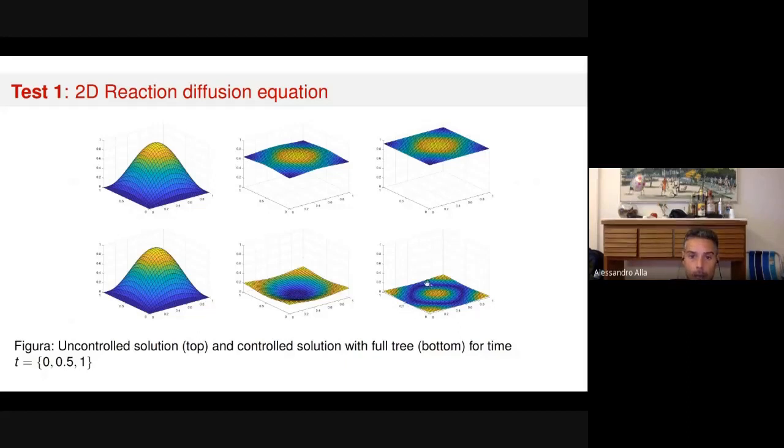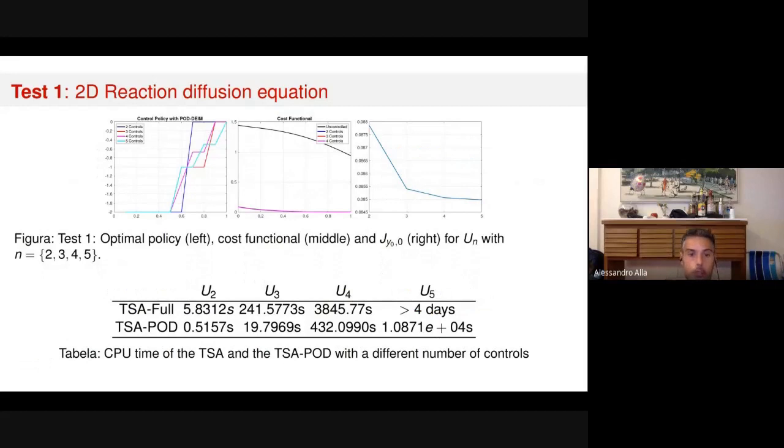This is actually the focus of the control problem. You see that here we have the initial condition, and then how the solution is steered to 0 as time goes on. So you see the difference at time 1 between the uncontrolled and the controlled problem. In terms of computation, this is the control set. Here that means that we have 2 controls, 3 controls, 4 controls.